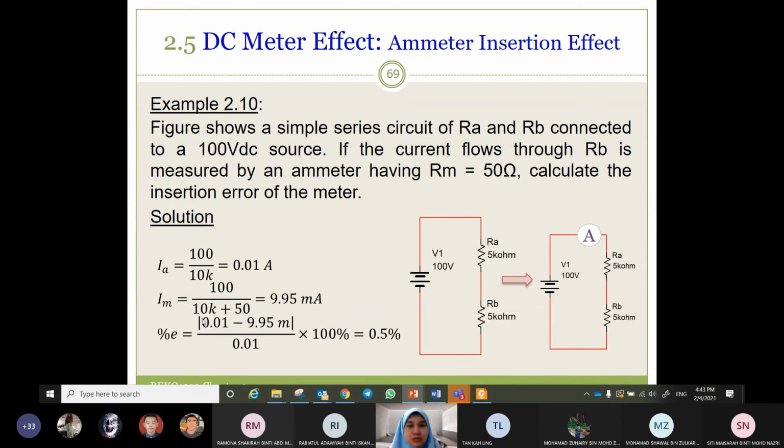Now we want to calculate the current because of the ammeter insertion effect. 100 divided by the summation of R. We have 5K, 5K, and don't forget we have 50 ohm in the ammeter. So this is the new R. Now the error is the difference between actual and measurement divided by the actual, multiplied by 100. We get 0.5% error. Any question?